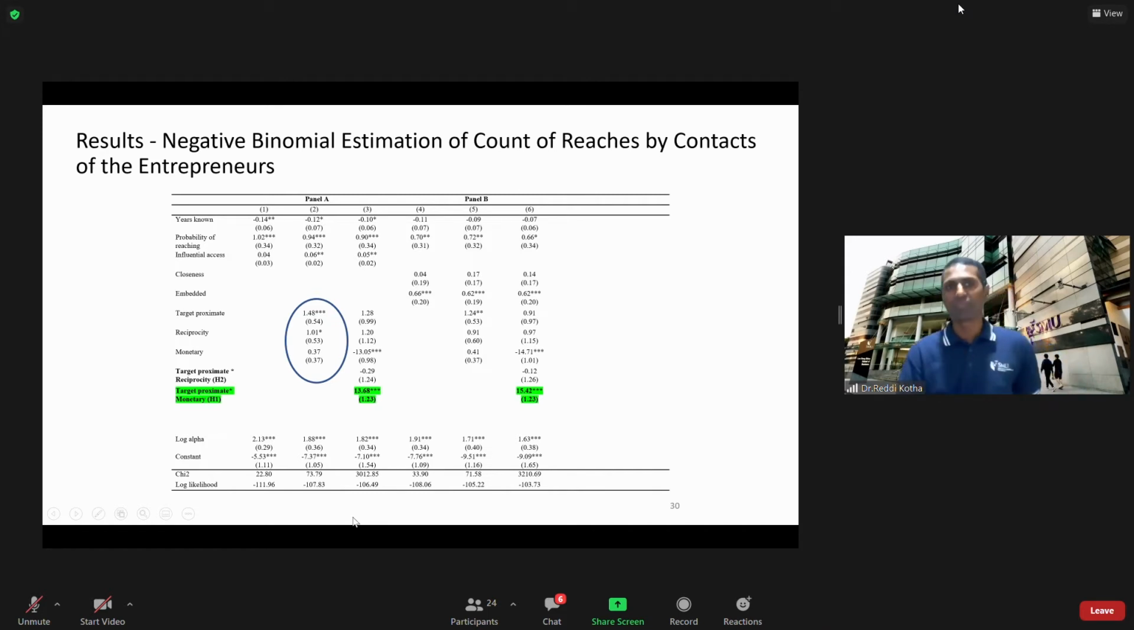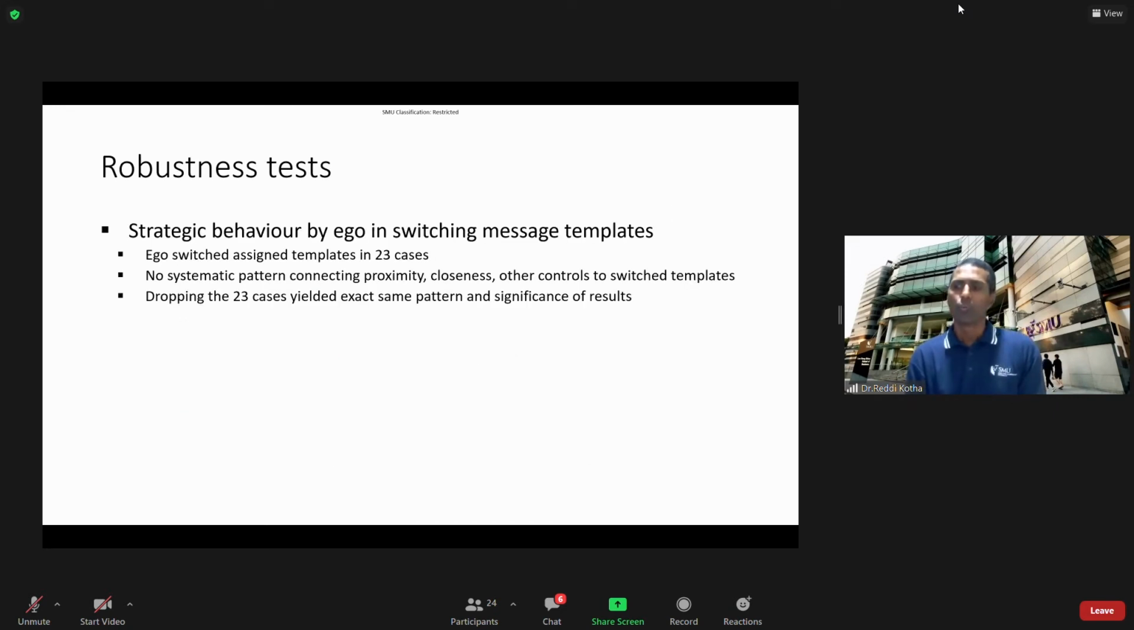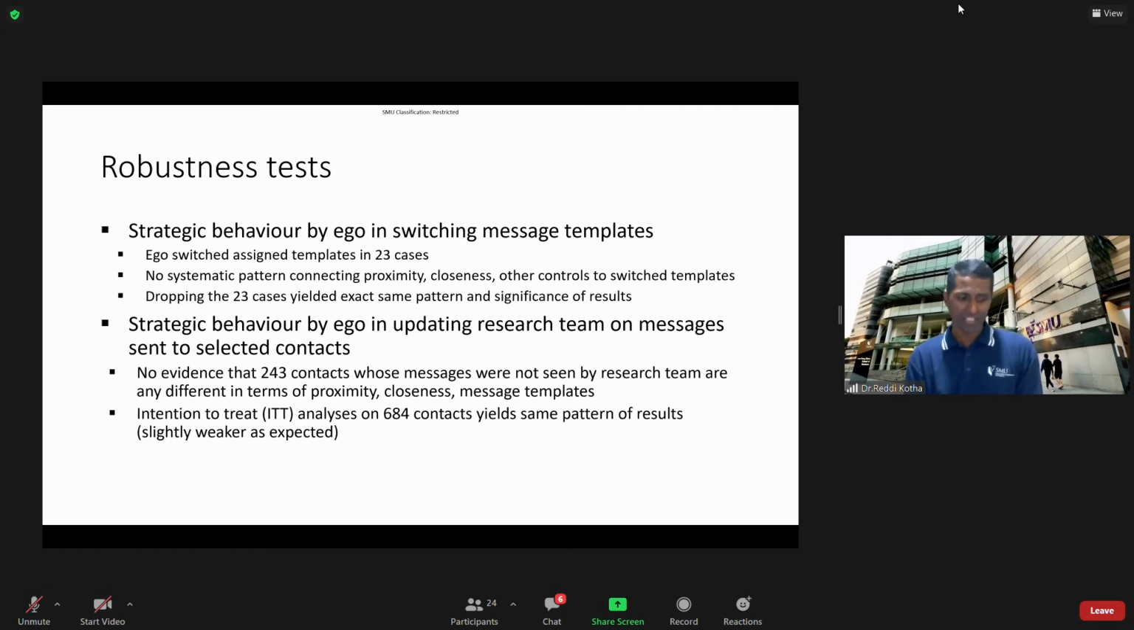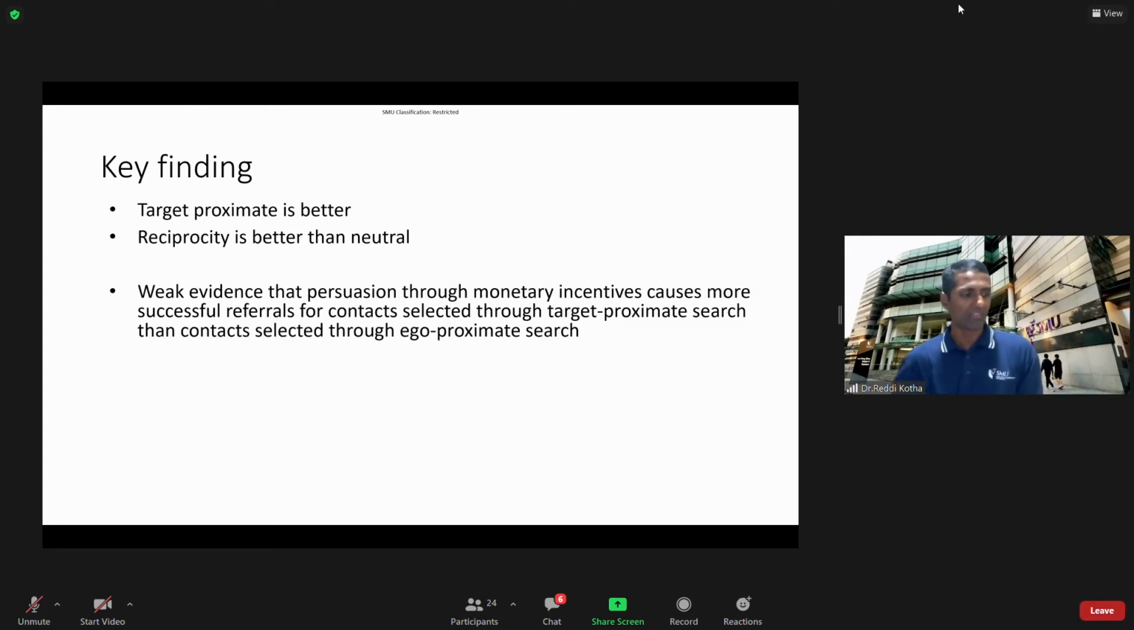If somebody wants to build on this and do further work in larger samples, they can do other things. We did a whole bunch of robustness checks that we usually do to get through the whole thing. I'll skip over that in the interest of time and come back to the key findings.